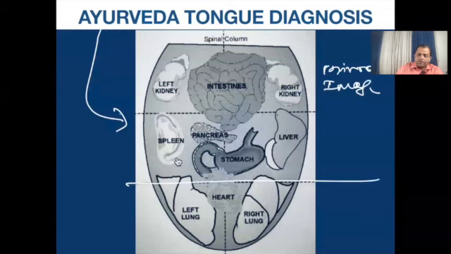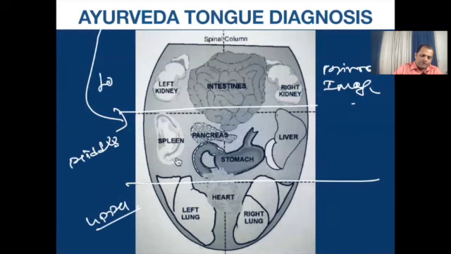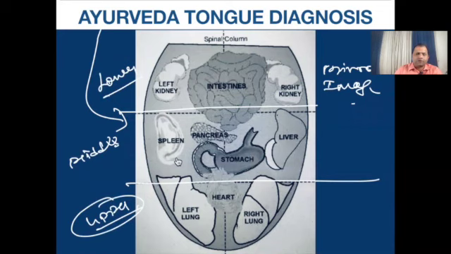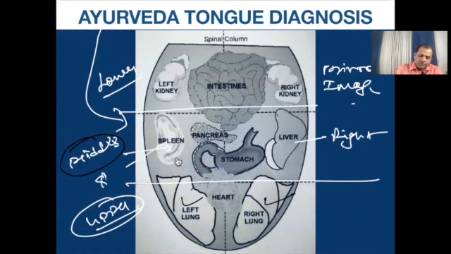So again, we have divided the tongue into three parts, right? This is the upper part, this is the middle part, and this is the lower part of the tongue. The upper part represents the upper body. So we can see the location of the right and left lung. The right lung will be on the right side, the left lung on the left side. Now, the middle part represents the middle body, so we have the liver and spleen. The liver will be on the right side and the spleen on the left side, same as in the body.